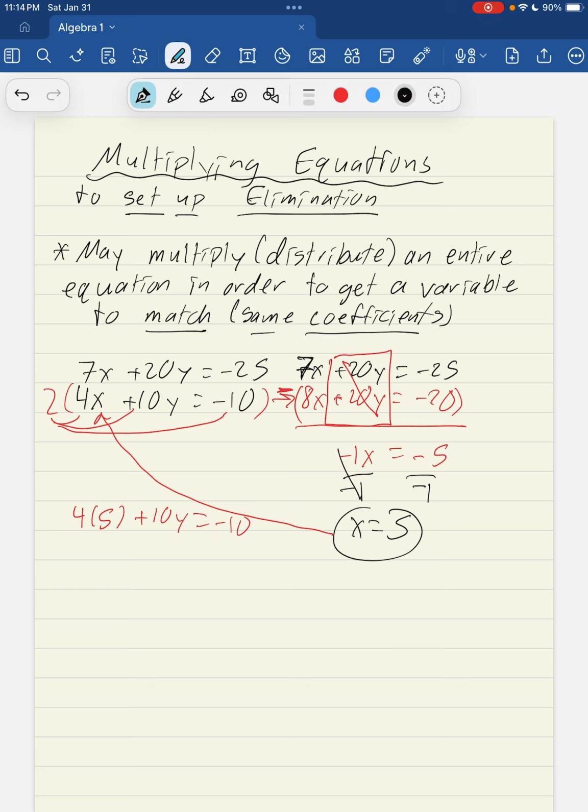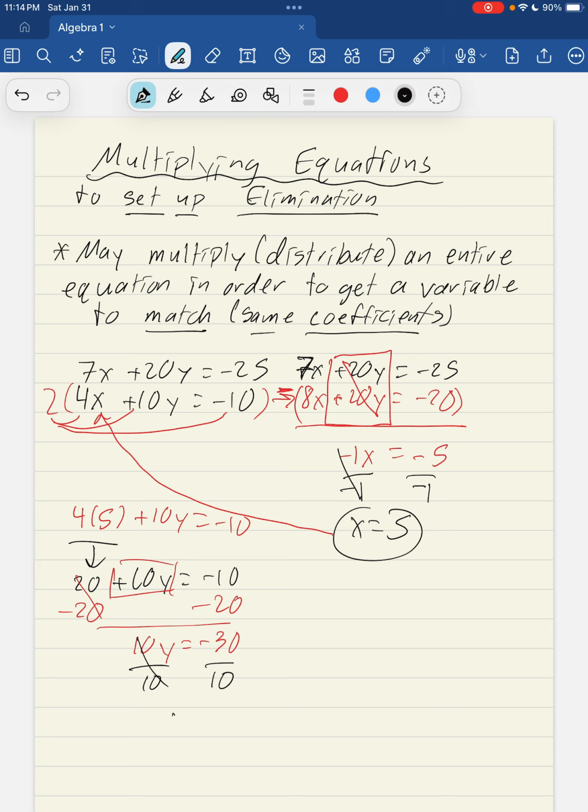And now we want to solve for that y. We're going to multiply those guys together. 4 times 5 is 20, plus 10y equals negative 10. And now we want to get this 10y by itself, so I'm going to minus 20 both sides. And it's just classic algebra from here on out. Divide both sides by 10, get that y totally by itself. Y equals negative 3. Boom. Remember, we need to write our answer as an x, y point. So we're going to go 5, comma, negative 3. Boom. That's it.